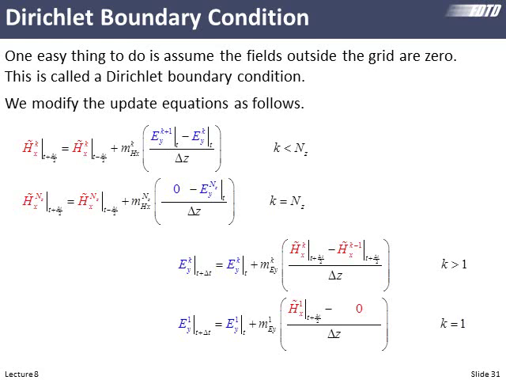If we are assuming that there's an electric field that's zero outside the grid, then essentially we've placed a perfect electric conductor outside of the grid and the waves will reflect off of that. Likewise, if we assume there's a magnetic field zero outside the grid, we've essentially placed a perfect magnetic conductor outside of the grid, and again, our waves will perfectly reflect off of that.